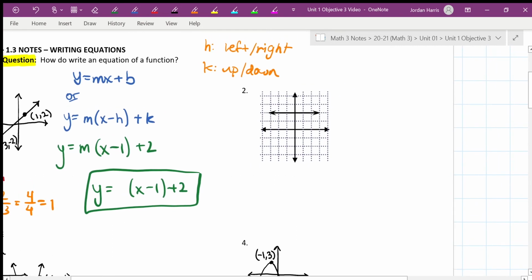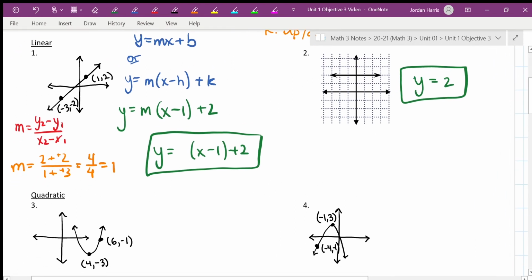So you've got to remember, horizontal, it's going across the y-axis. That means it's y equals 2, because that is the number it's going across. No variables besides the y, or the x. If it's vertical, it's an x equals.